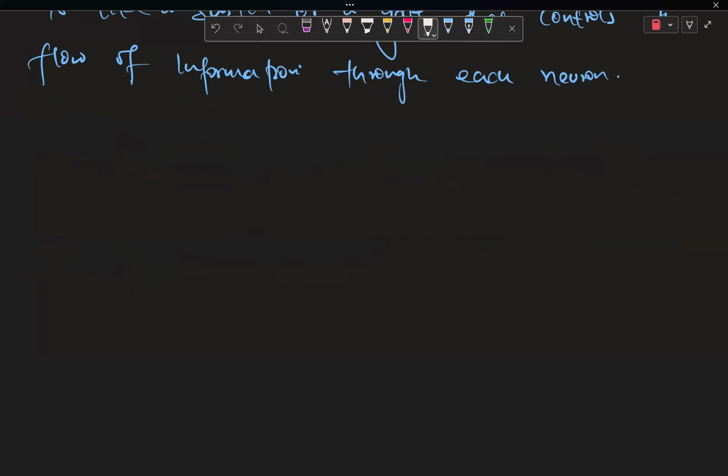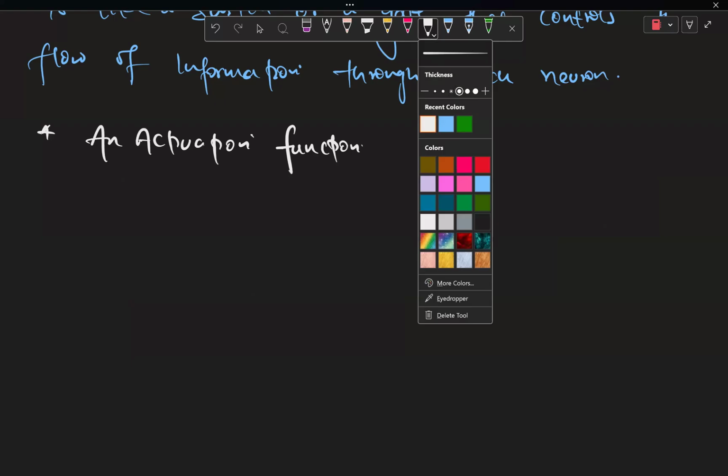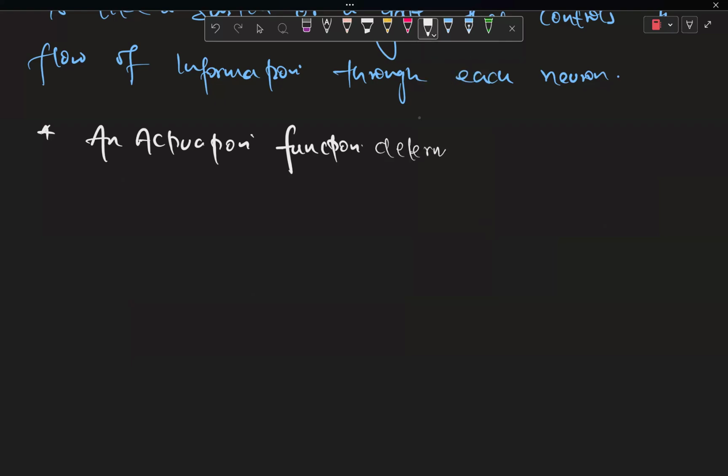Or you can write here: an activation function determines the criteria for firing. If your neuron output exceeds a certain threshold, then only the neuron will be called fired. Means it can send the information signal to the neurons in the next layer.